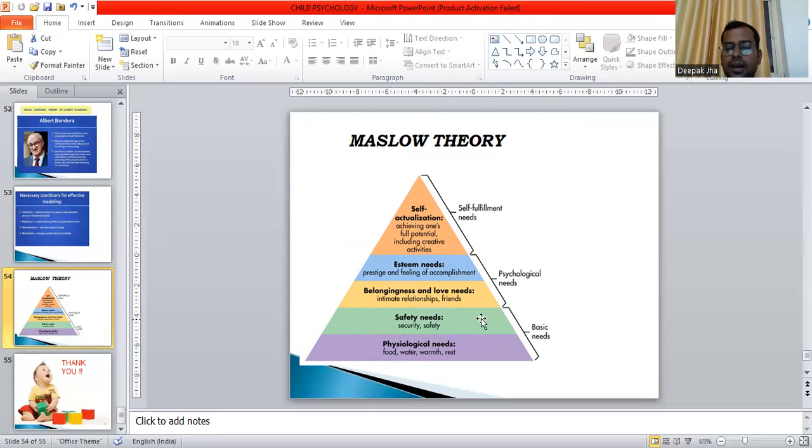When all these needs are met, then the individual moves on to the psychological needs. What are the psychological needs? They include needs of emotion, which include friendship, love, intimate relationships and friendships. And there is prestige and feeling of accomplishment. When all these needs are met, then the person moves on to the needs of self actualization, which is achieving one's full potential, including creative activities.